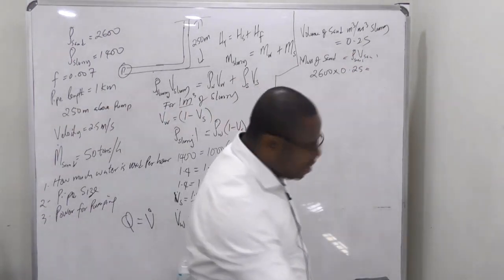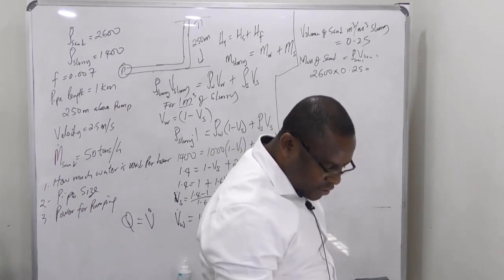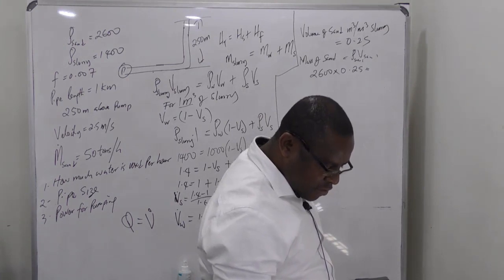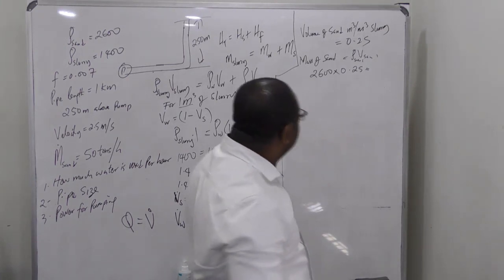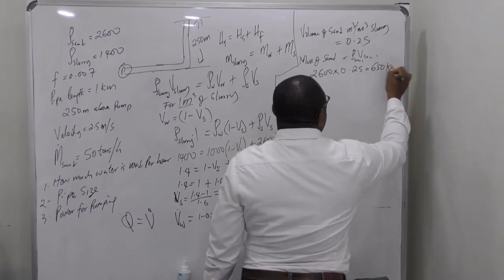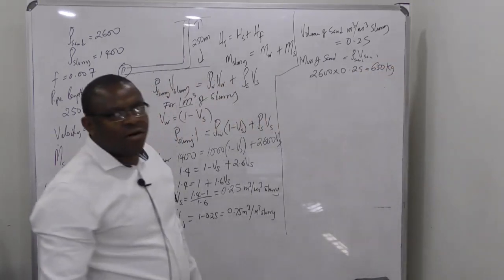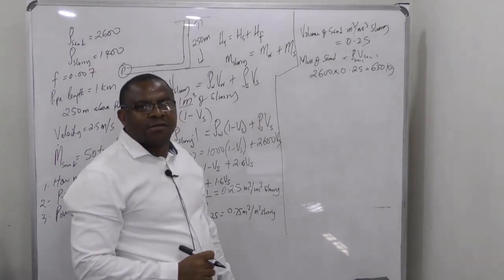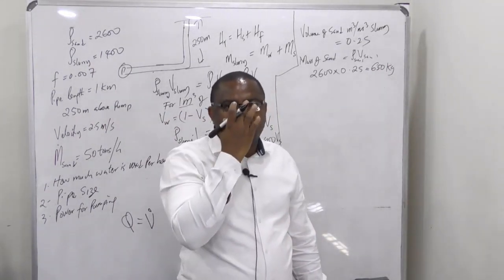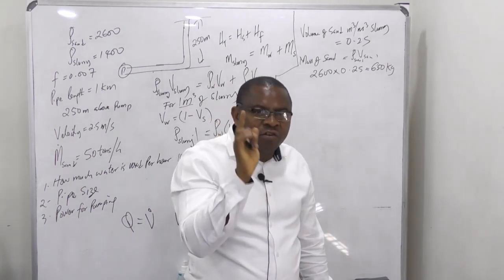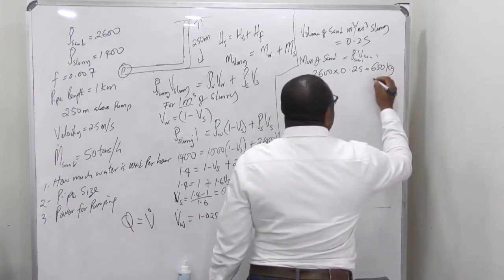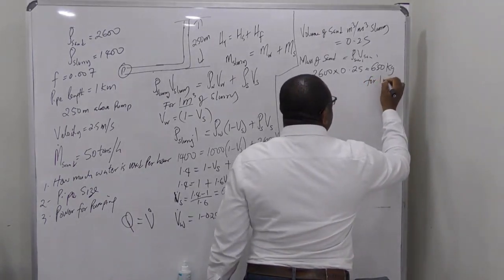Okay, let's multiply that. You have 2,600 times 0.25. You get about 650 kilogram. That's the mass of sand. Or you can put it as 0.65 tons. But this is the mass of sand just for 1 meter cube slurry.